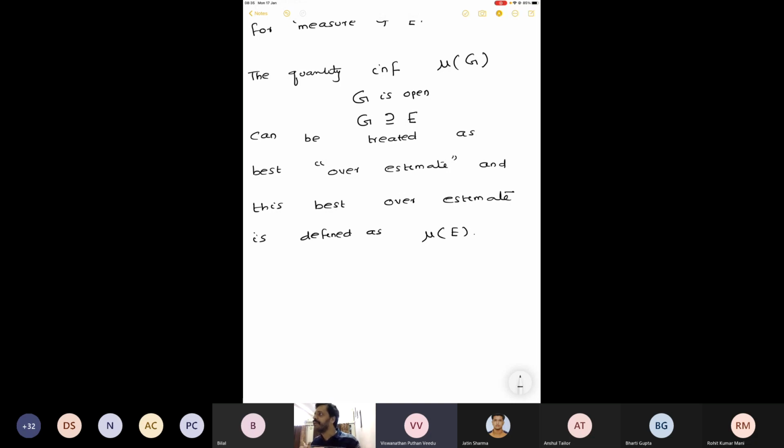Whatever you can do with an open set, whenever you can cover with an open set, you can cover it with open intervals. So instead of working with an arbitrary open set G, it is enough to take open intervals I_n whose union covers E. Okay? So that is the starting point of measure theory, and that's what Lebesgue defined as the measure of a subset of R.